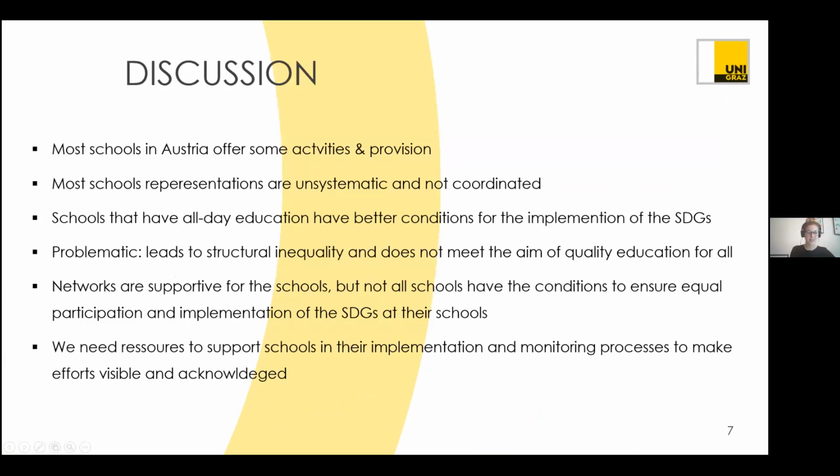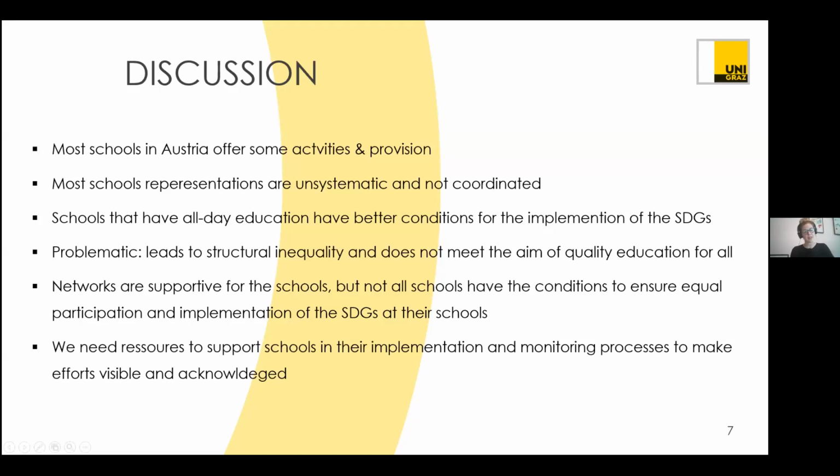Now putting all these results together, we can say that most schools in Austria offer some activities to enact the implementation of the SDGs in their school culture. However, most of their presentation of the SDG-related activities and provisions seems to be unsystematic and not coordinated, so we couldn't find many comprehensive concepts on the school homepages. Then we found out that schools that have all-day education have better conditions for implementation of SDGs, and they also have four activities more in relation to the SDGs than half-day schools. This is very problematic because this is again leading to structural inequality and does not meet the aim of quality education for all, like SDG 4 is saying.